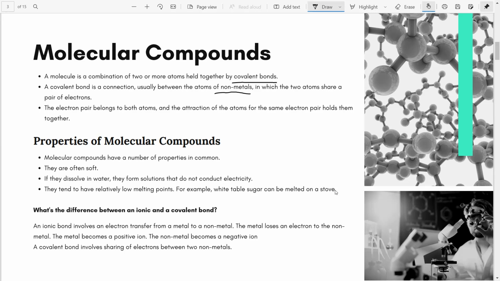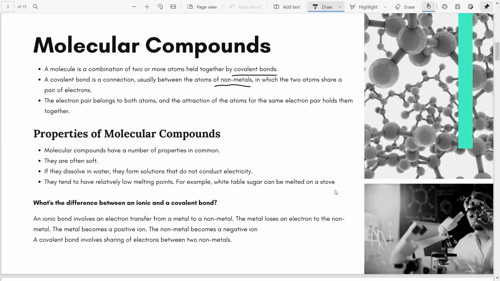They, even if they dissolve in water, will not be electrolytes. They will not be able to conduct electricity compared to something like a salt. And they tend to have relatively low melting points. So it does not take as high a temperature to melt them. So remember with salt, the temperature was upwards of 800 degrees to melt salt. With white table sugar, the temperature does not need to be as high and can be easily melted on a stove.